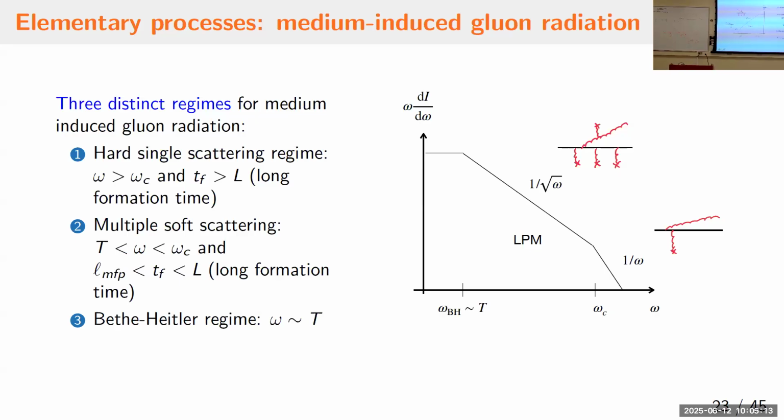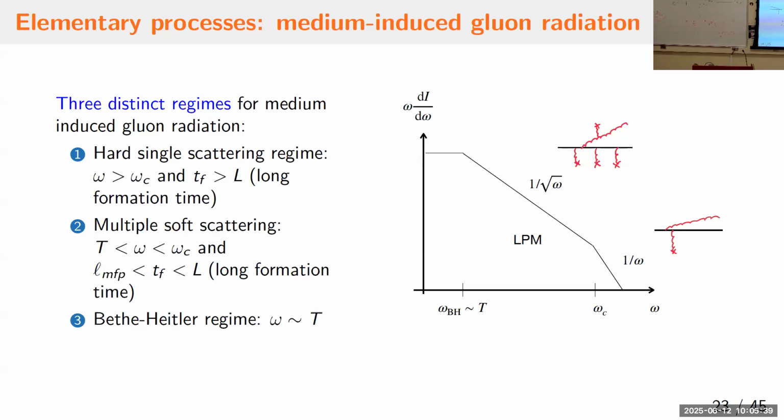Because this is a dimensionless quantity, I need another scale to make it dimensionless. You can guess it: the only scale I have here from this physics is the formation time of the gluon. So it's going to be T_F, just by scale analysis. So L divided by the only time scale in the problem, which is the formation time.